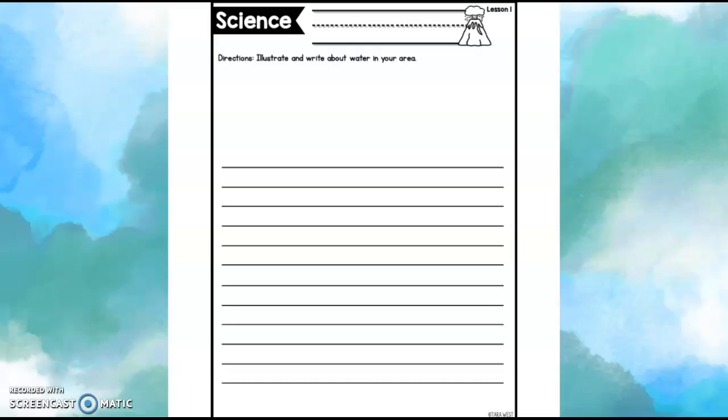So what I want you to do now is I want you to go on Seesaw and you're going to find this worksheet. Let's read the directions. It says, illustrate and write about water in your area. So you're going to draw a picture, you're going to illustrate, and write about water that is close to you. Now, I don't want you to write about a swimming pool or the water that's in your bathtub. No. I want you to think about the different bodies of natural water that we learned about today. And I want you to write about those bodies of water that are close to you.